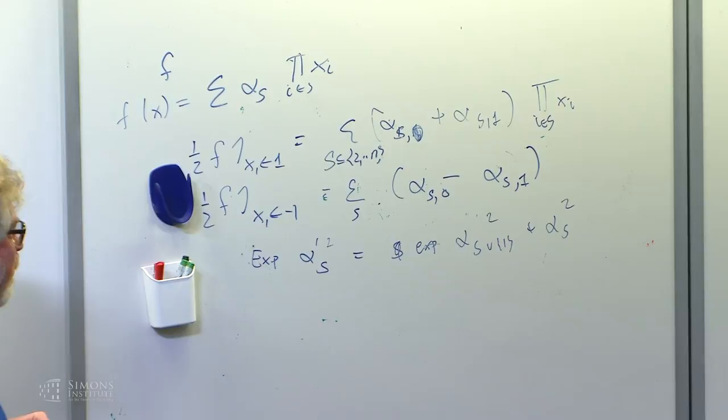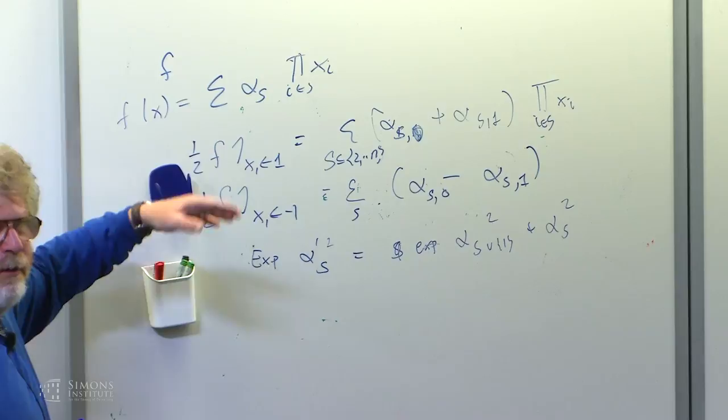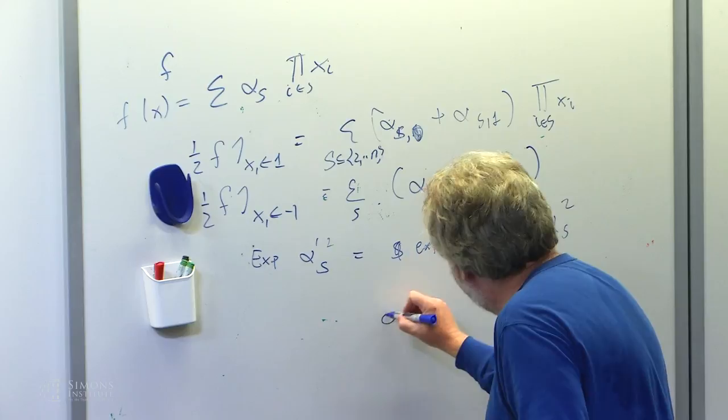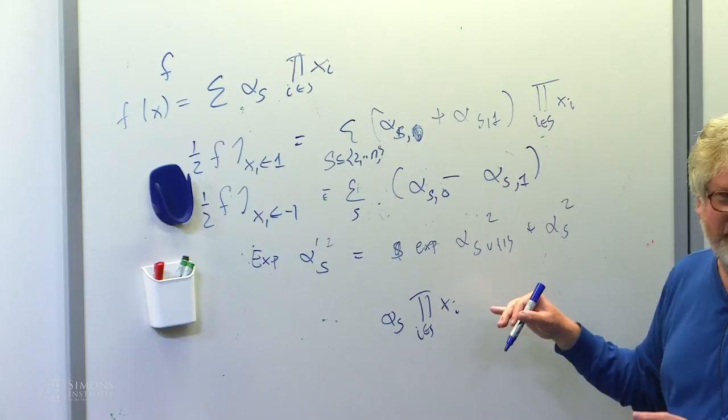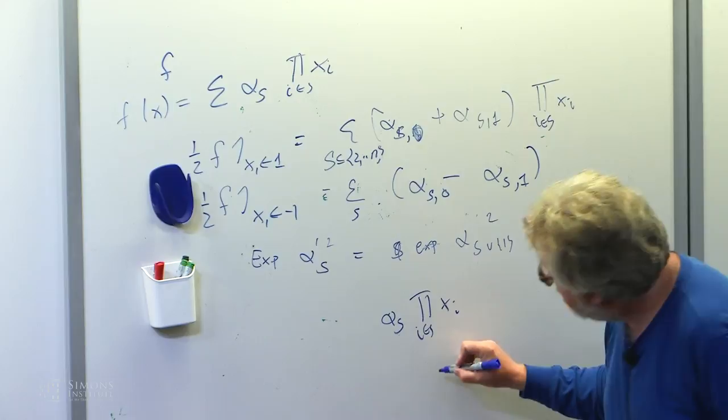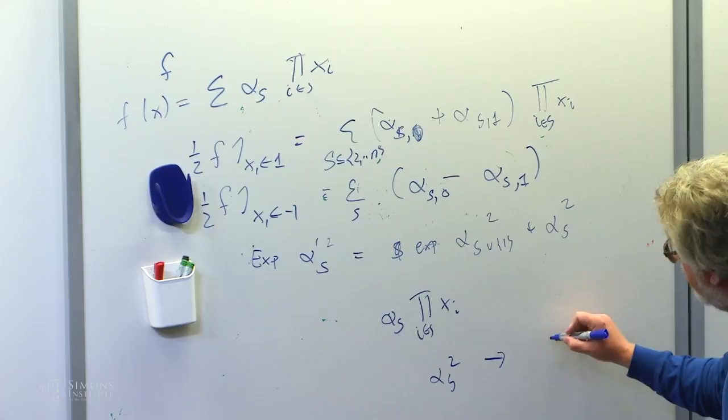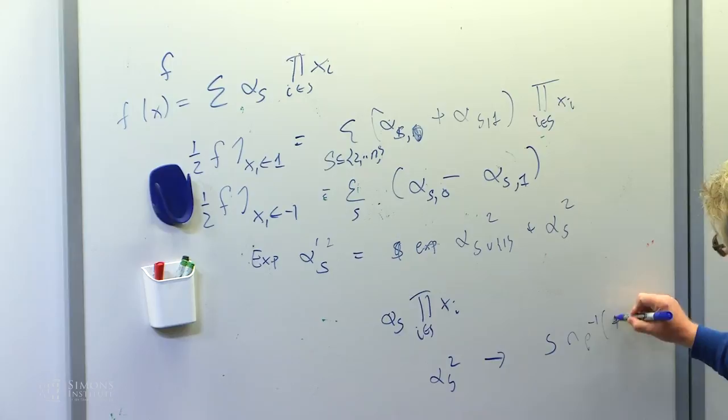So what's going to happen when we do a random restriction with multiple variables? What that means is that if we've got a term alpha of s times the product over i in s of xi, then its mass in expectation, we just think of which we pick at random the variables we're going to leave as stars, and we're going to set the others at random. Its mass alpha s squared gets moved down in expectation to s intersect rho inverse of star. The place is a star.